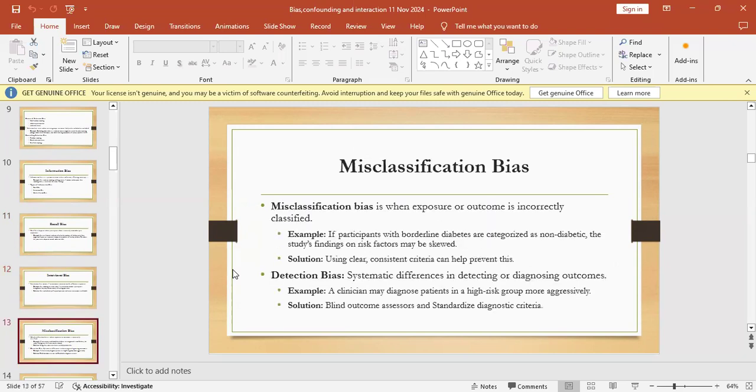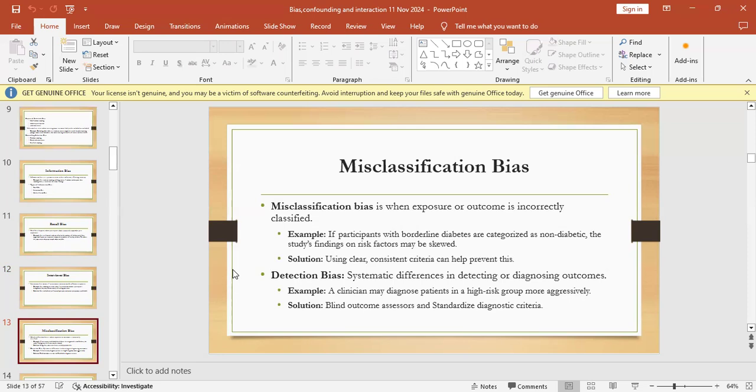Misclassification bias is when exposure or outcome is incorrectly classified. For example, if participants with borderline diabetes are categorized as non-diabetic, the study findings on risk factors may be skewed. The solution is that the researcher should use clear, consistent criteria, which can help prevent this type of bias.